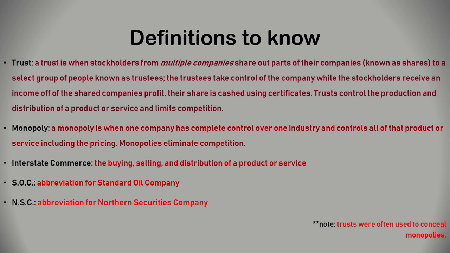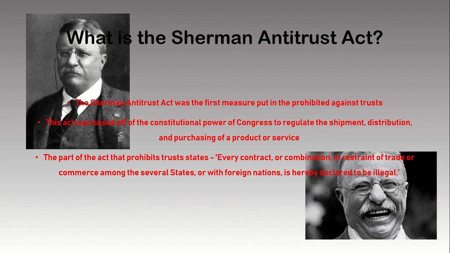Monopoly. A monopoly is when one company has complete control over one industry and controls all of that product or service, including the pricing. Monopolies eliminate competition. Interstate commerce: the buying, selling, or distribution of a product or service. SOC, abbreviation for the Standard Oil Company. NSC, abbreviation for the Northern Securities Company. Note, trusts were often used to conceal monopolies.